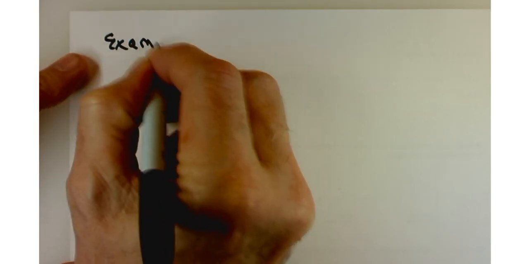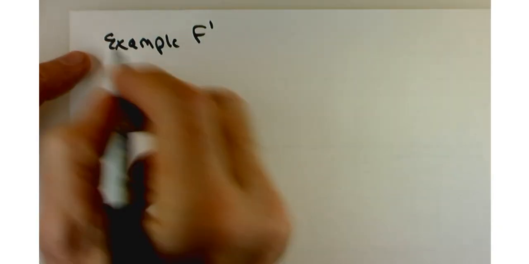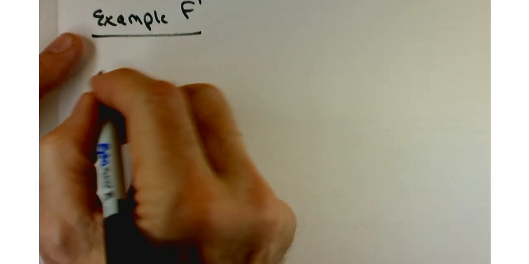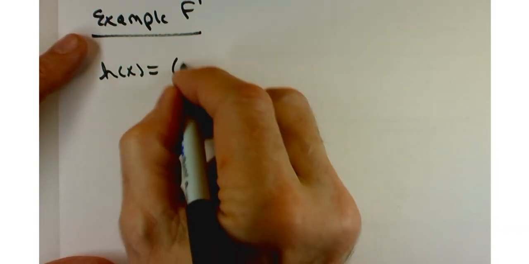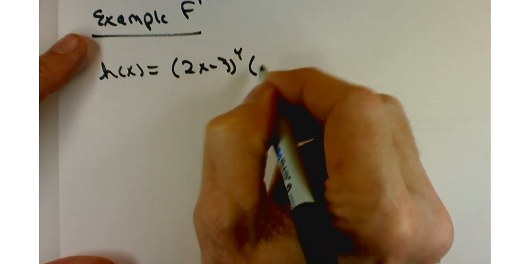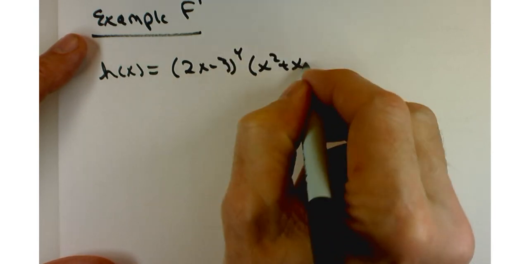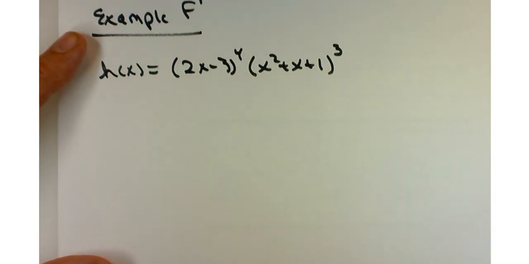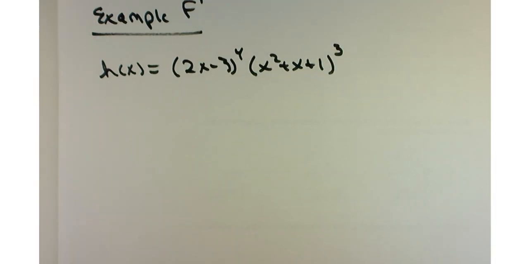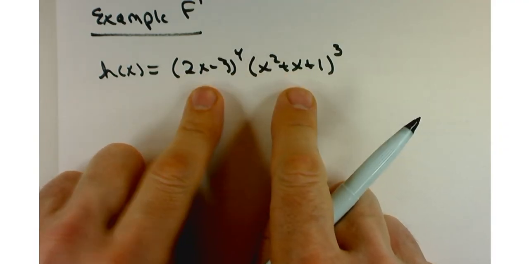So here was Audrey's problem. We'll do this in place of example F, so we'll call this F prime, right? It's not quite example F. h of x is (2x minus 3) to the 4th times (x squared plus x plus 1) to the 3rd. And we want to differentiate this using logarithmic differentiation as opposed to just the product rule and the chain rule.